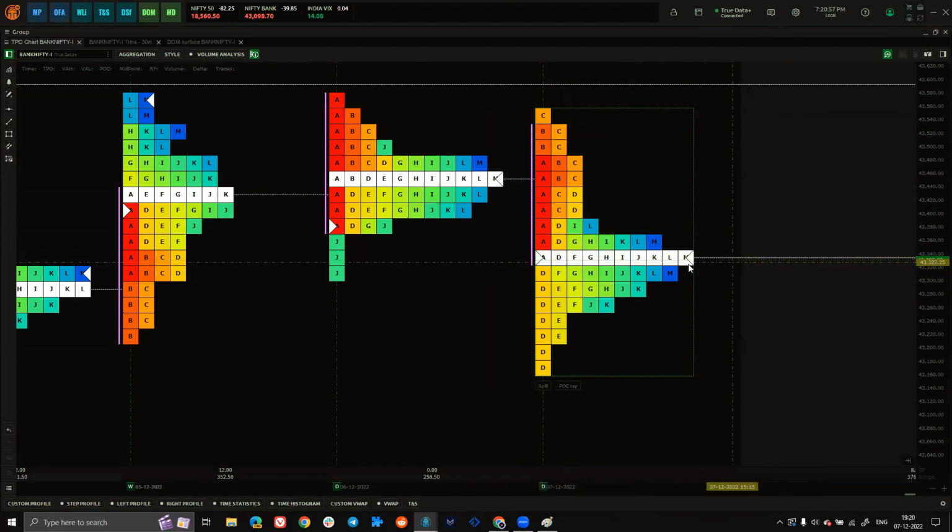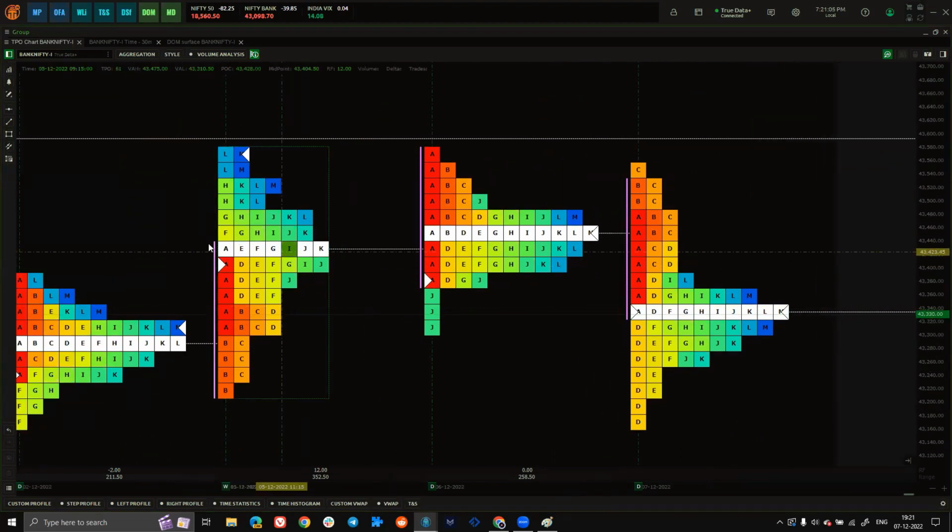So wherever you find this maximum stacked letters, you will find the point of control. Sometimes it happens that you will find two of them. In that case, take the one closest to the center, or you can say the value area, which I'll explain shortly. So the series of letters, the longest line, which is right in the middle of the value area, that becomes the point of control.